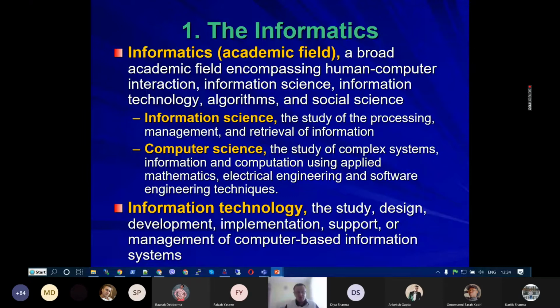But in fact, we can talk about informatics and information technology as pure academic fields, and they existed for years, decades, even before the computer was made and developed, and were considered only as a theoretical scientific area.